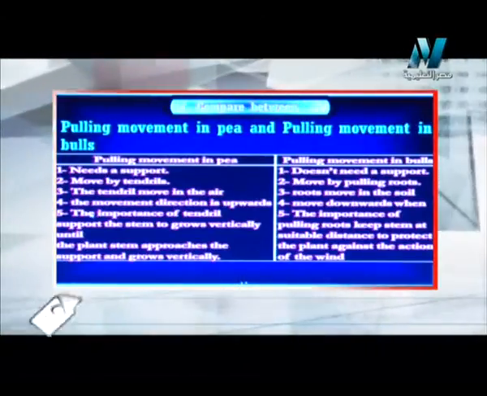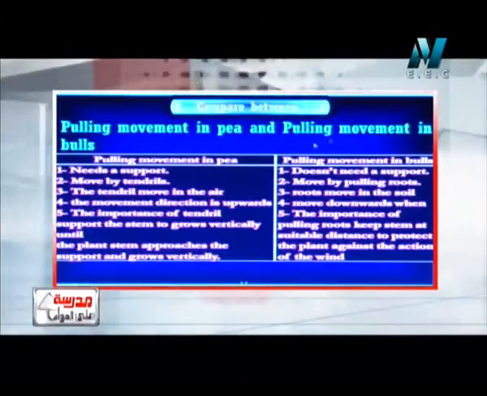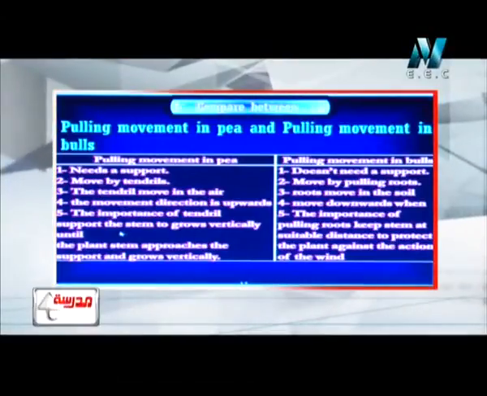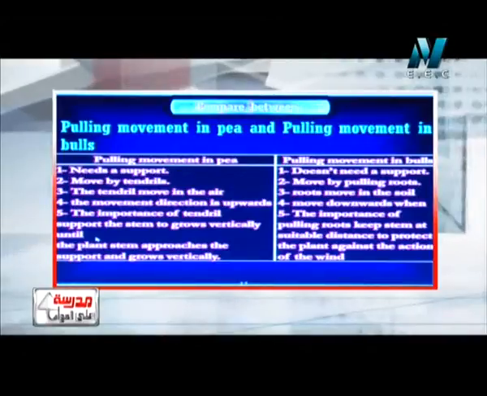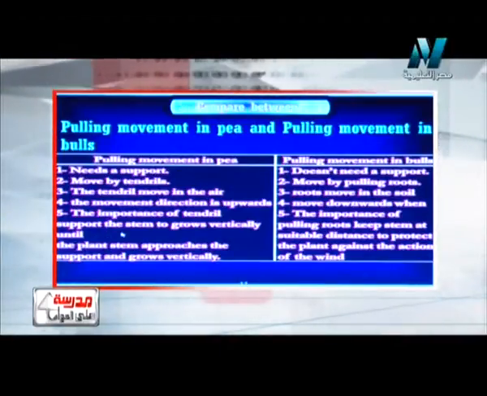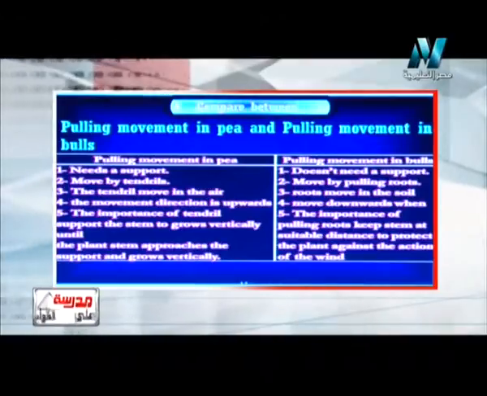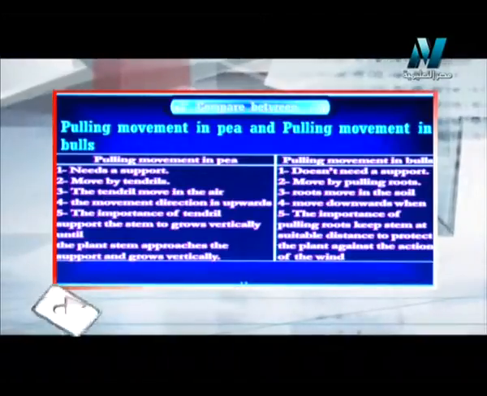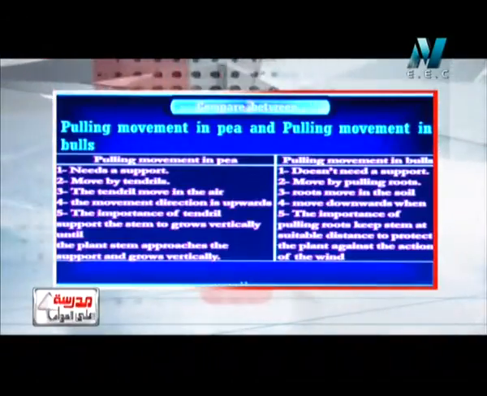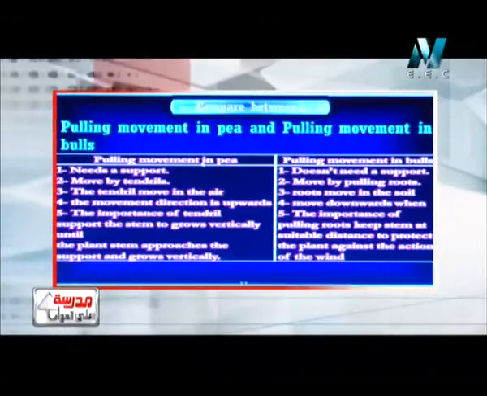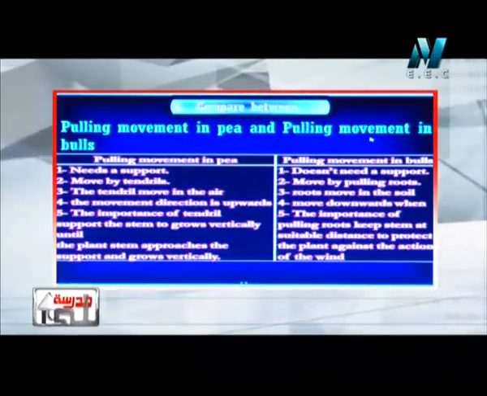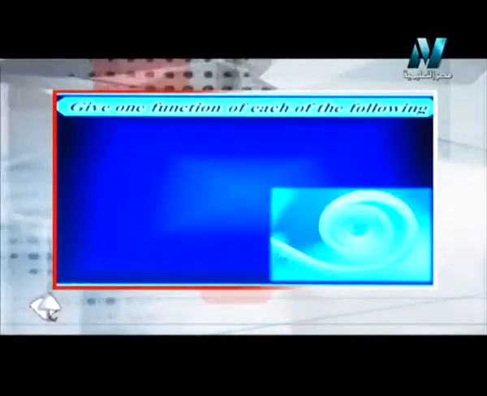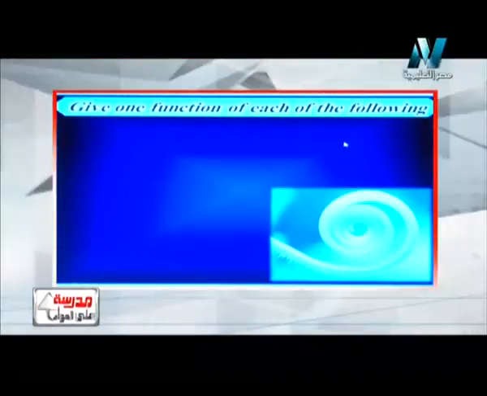The movement direction is upwards, but the direction of movement by the roots is downwards. The importance of the tendril is that it supports the stem to grow vertically until the plant stem approaches the support and grows vertically. But the importance of the pulling roots is to keep the stem at a suitable distance to protect the plant against the action of the wind. That's the comparison between pulling movement in pea plant by tendril and the pulling movement in bulbs by the pulling roots. Give one function for each of the following.